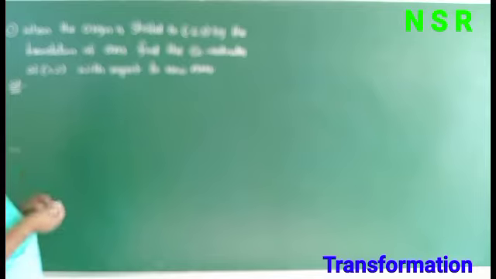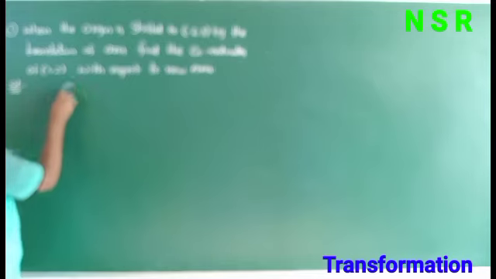Next, by using this translation of axis formula we can find the coordinates. Here is a given question: when the origin is shifted to (minus 2, 3), this given point is the origin shifted point. So given origin shifted point means O dash (h, k) equal to (minus 2, 3). So by the translation of axis, find the coordinates of (1, 2) with respect to the new axes.